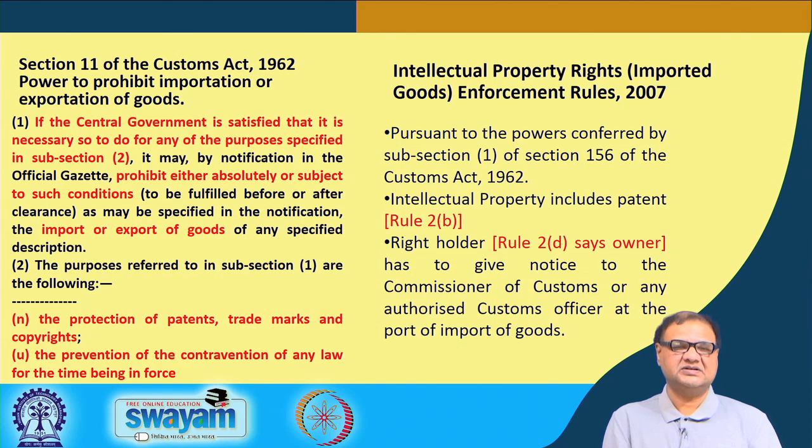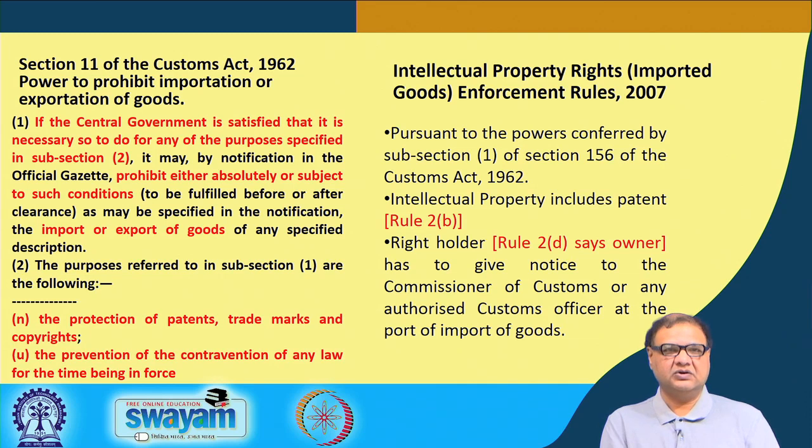Section 11 of the Customs Act is the most important provision in this regard, and it talks about what you call border measure. We will see the relevant sub-clauses of clause 1 of section 11. As you can see on your screen, it says that if the central government is satisfied that it is necessary to do so for any of the purposes specified in subsection 2, it may by notification in the official gazette prohibit, either absolutely or subject to such conditions to be fulfilled before or after clearance as may be specified in the notification, the import or export of goods of any specified description.